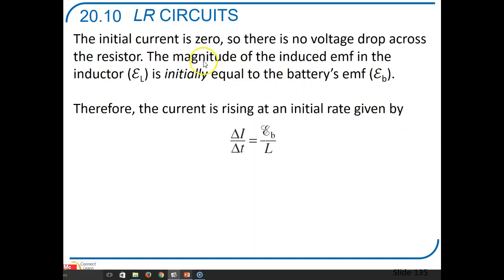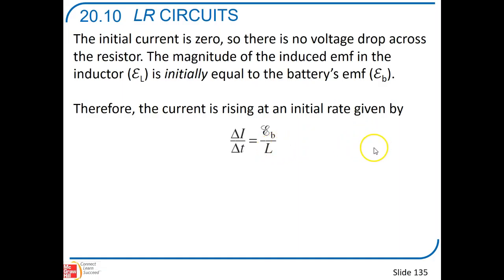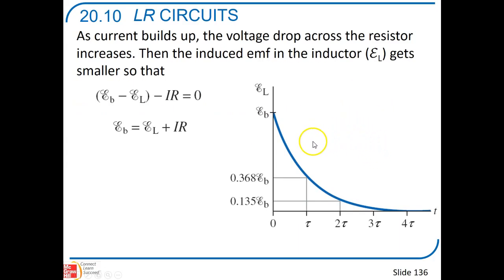So the initial current is 0, so there's no voltage drop across the resistor. The magnitude of the induced EMF in the inductor is initially equal to the battery's EMF. So we know that the current is rising at an initial rate, so here's change in current over change in time, and that's equal to the EMF of the battery divided by the inductance in the inductor. As the current builds up, the voltage drop across the resistor increases. The induced EMF in the inductor gets smaller.